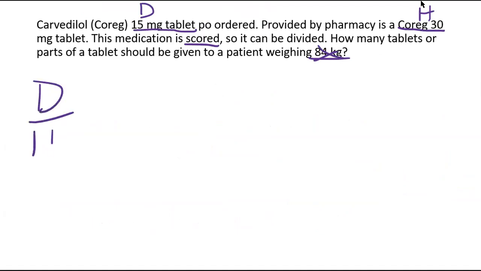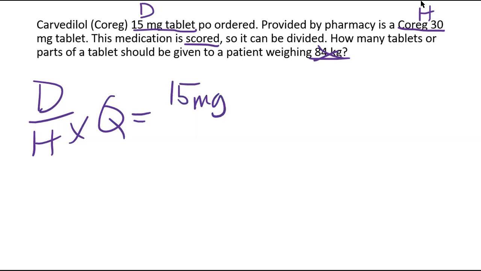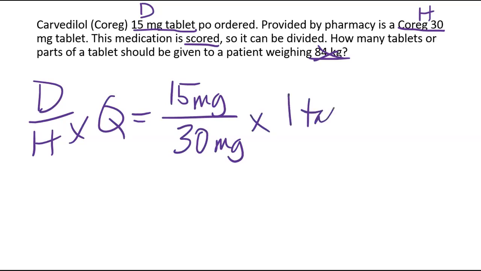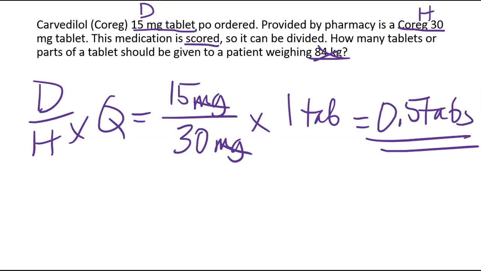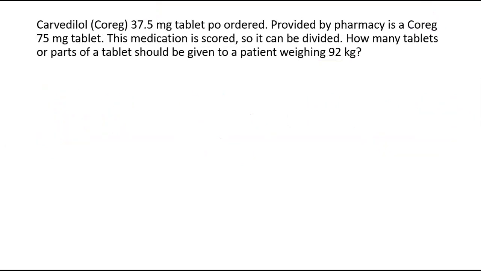So we go D over H times Q. That's going to be any volume, whatever it is. So we're talking 15 milligrams over 30 milligrams times 1 tablet, since it's not volume, but it's a tablet. We cross out the milligrams, and we get 15 over 30, which is 1/2, 0.5 tabs. So you're going to give half a tablet. There's your answer.